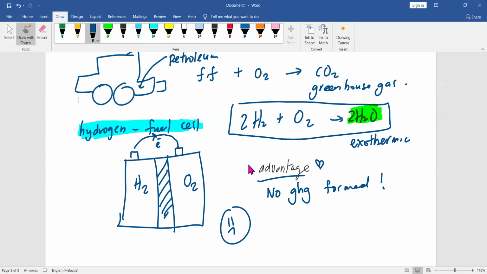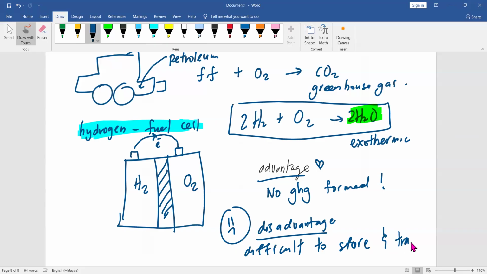Hydrogen is a gas. Is it easy or difficult to transport? Difficult, because you have to compress it. Petroleum is liquid, so it's easier to transport and store. So the disadvantage is that it is difficult to store and transport. Please write this down. This is the last part of electrolysis. They won't ask you to write the equation. You only need to know the overall equation, and that it produces electricity. That's all you need to know.